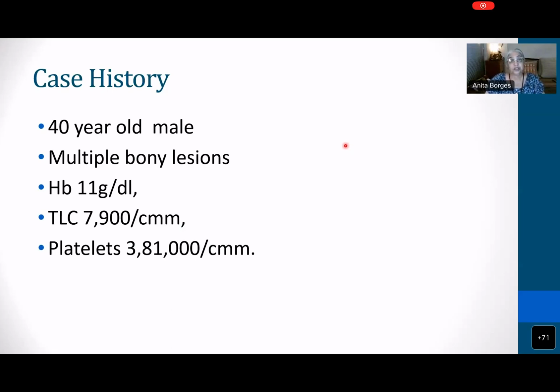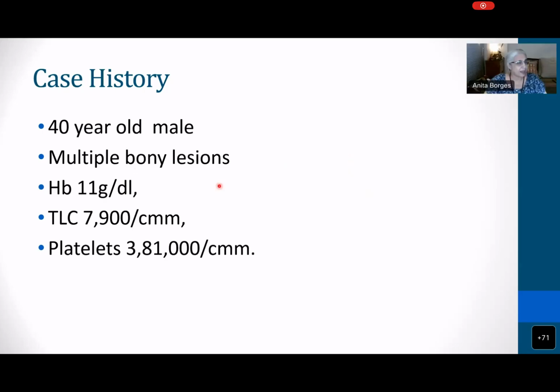All right, this is a 40-year-old male with multiple bony lesions. Just like Erdheim-Chester disease, it had multiple bony lesions, except that this had only bony lesions. Hemoglobin was 11 grams, which I think is a little low for a 40-year-old male, unless he was a thal carrier. Can a male who has 11 gram hemoglobin be a thal carrier? Lydia, what is the normal hemoglobin of a male? 14 to 16. So if you see a hemoglobin of 11 grams in a male, what would you think of?